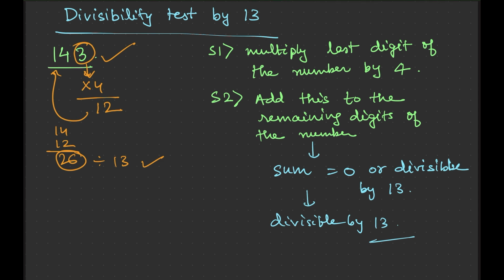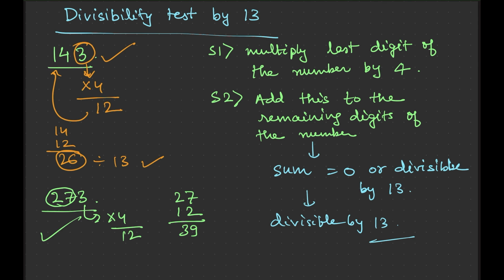Let's take another example. Suppose 273, here the last digit is 3. Let's multiply it by 4. We get 3 into 4, 12. If we add 27, the remaining digits, to the 12 we got, we get 39. And we know that in 13's table 39 comes in the third multiplication. So our parent number 273 is also divisible by 13.